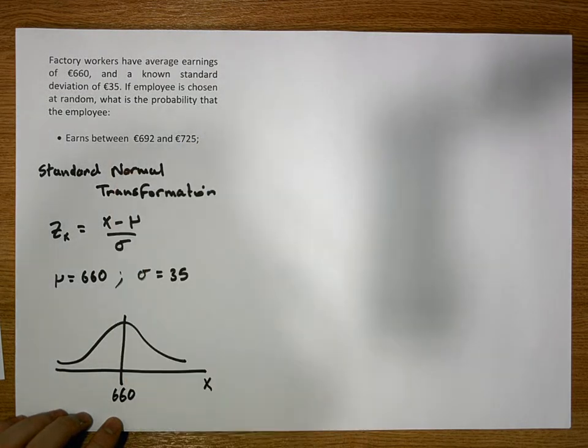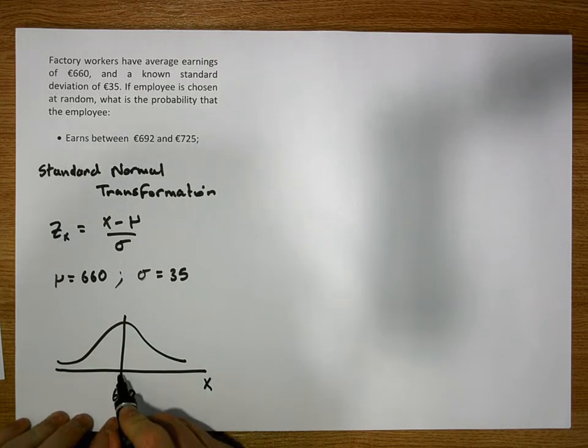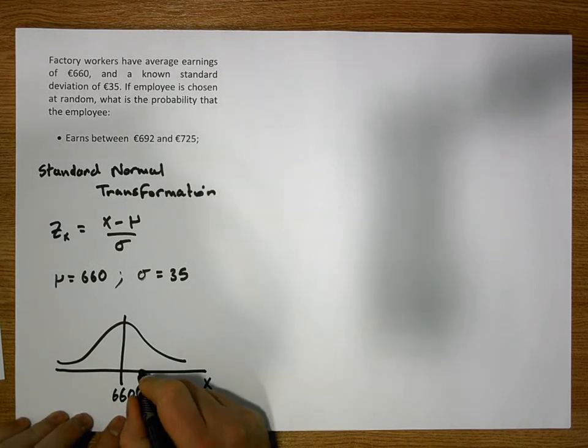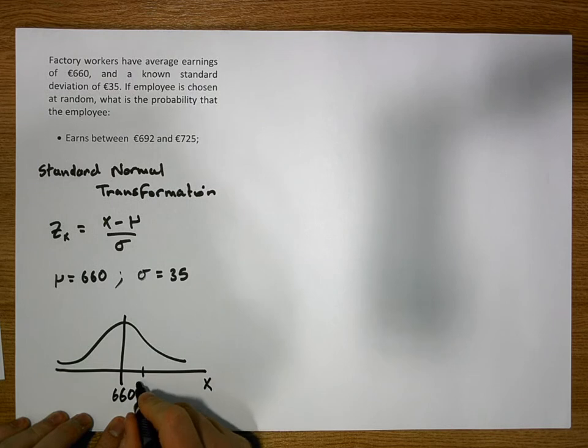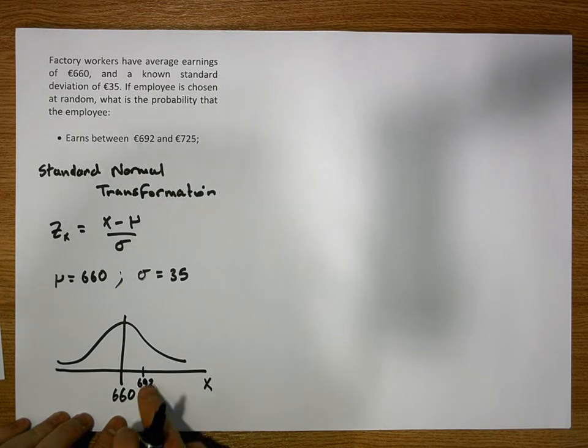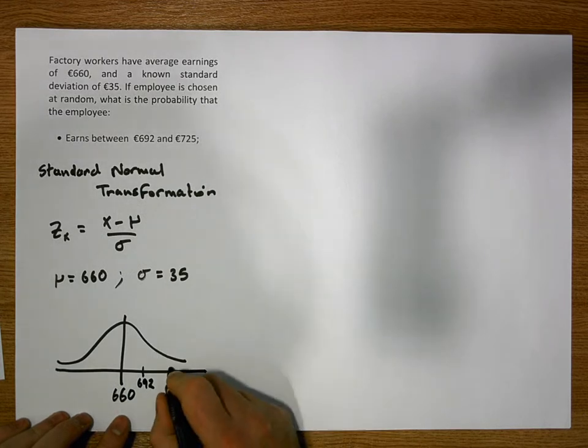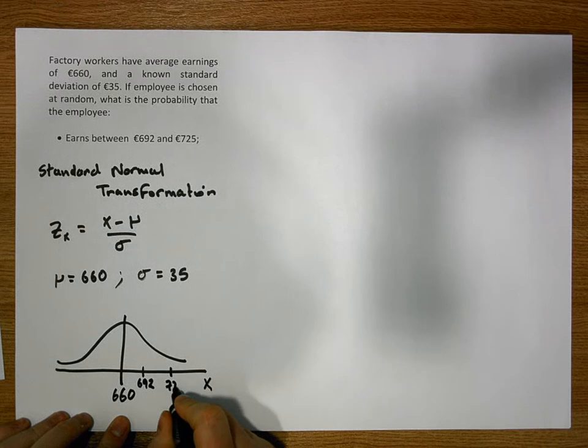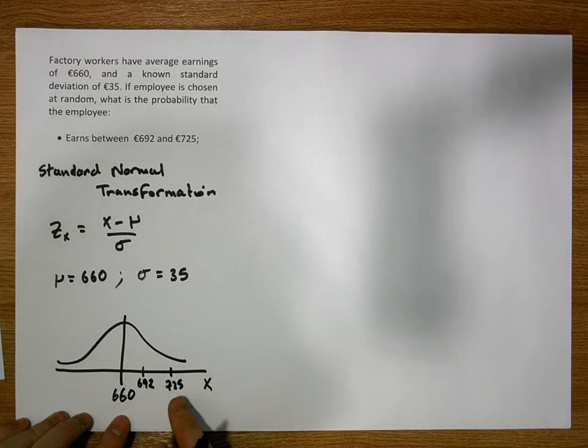Okay, so 692 on this particular axis is going to be to the right hand side of 660, because it's greater than 660. So 692 is going to be around here. And 725 is also going to be to the right hand side of 660, which is in around here. Let's say 725, it's greater than 692 and it's also greater than 660, so it's going to be over here.